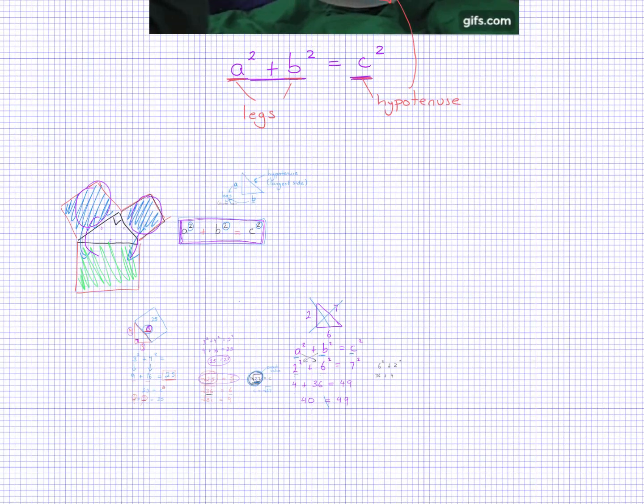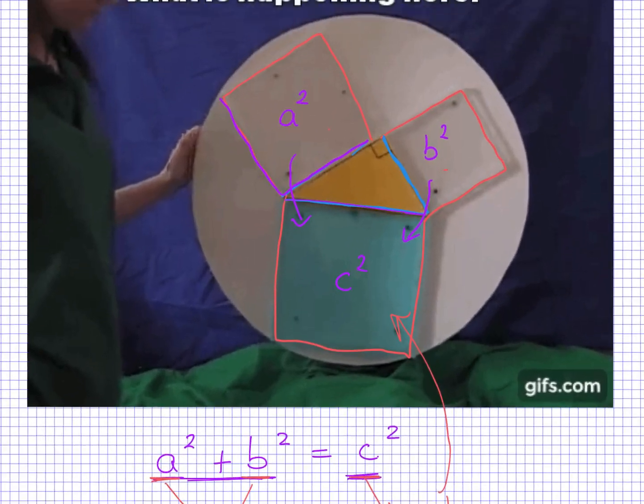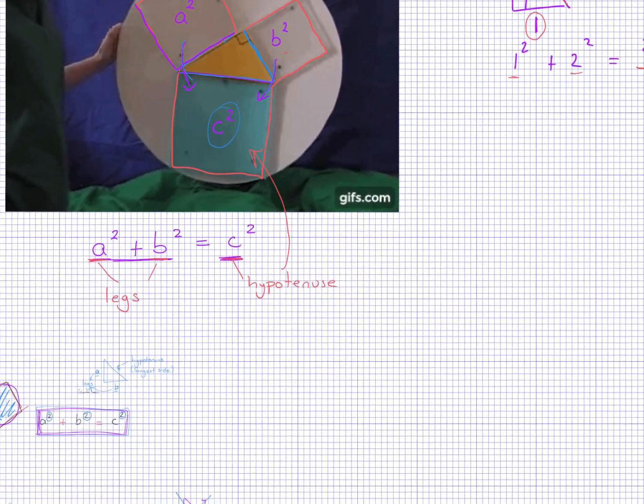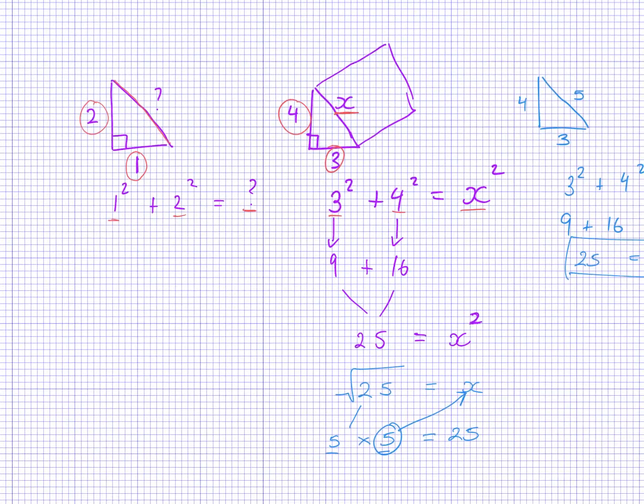So hopefully that makes sense to you, starting with this proof where the 2 squares add together to make one larger square, moving into the calculations we're allowed to do around it.